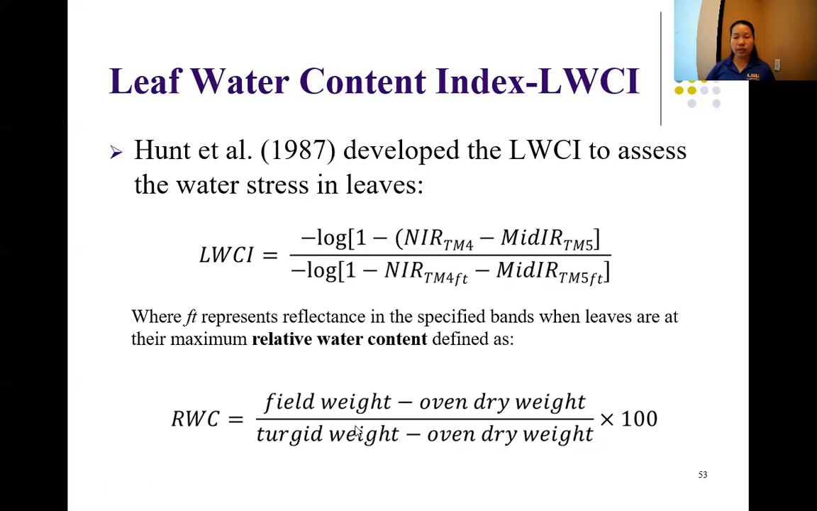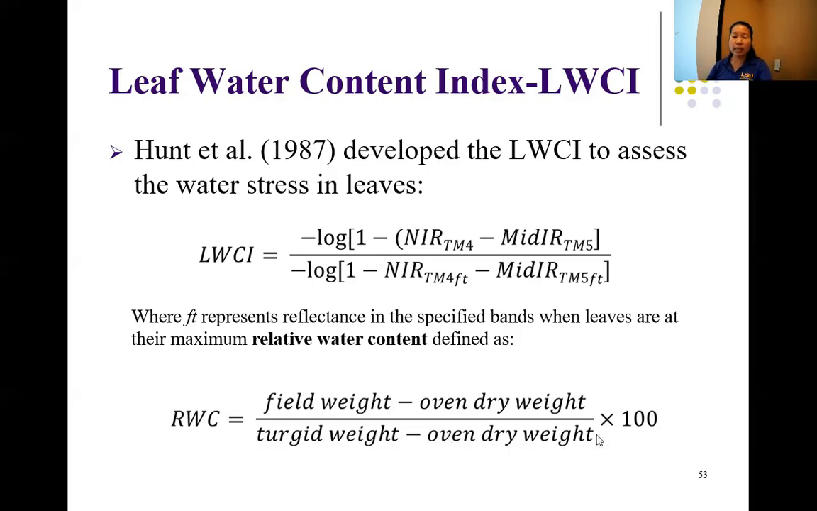this equation over here. Although this method is much more sensitive, it does require you to have some prior field measurement calibrated, which means that when the leaves reach maximum relative water content, you go to the field and cut some samples back, and then you measure this part, which is the field weight minus the oven dry weight, and this one here is the turgid weight minus the oven dry weight.